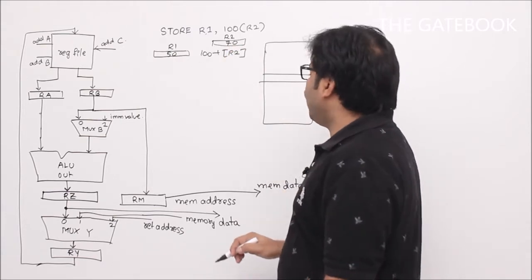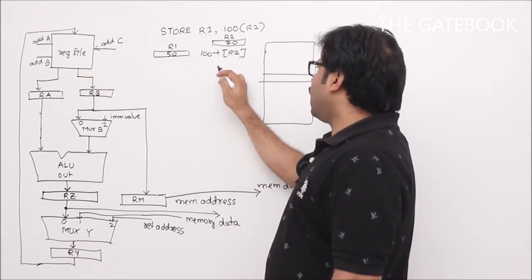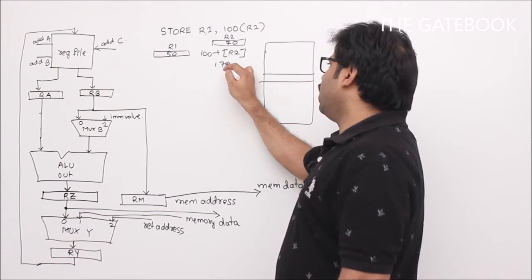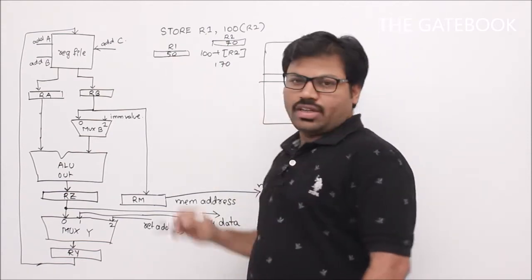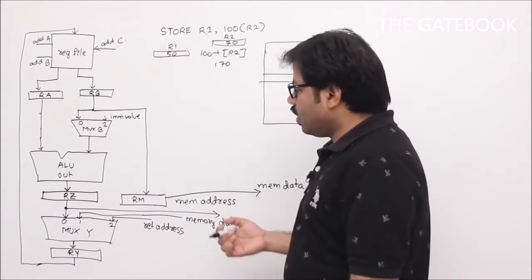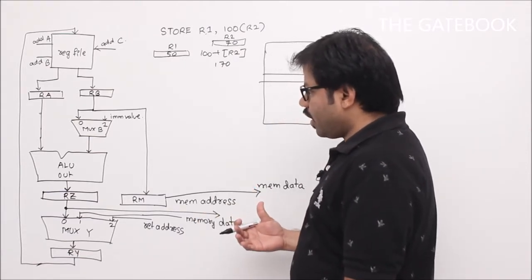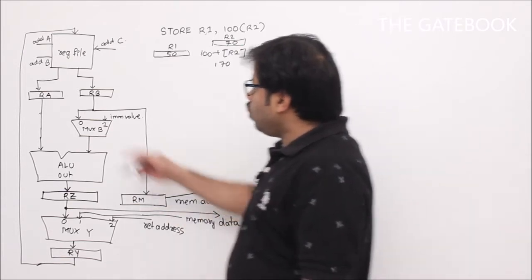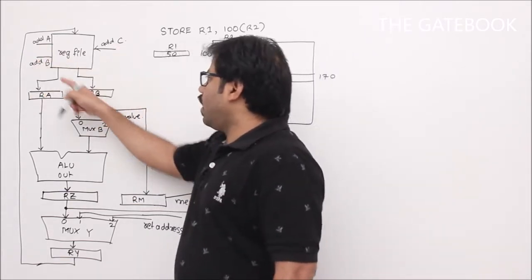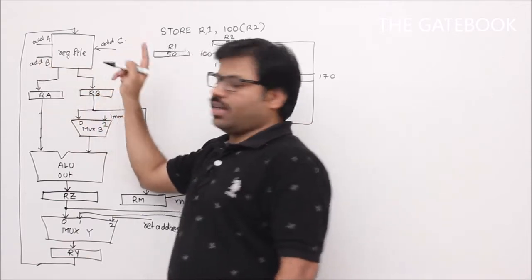Assume that, let's say, R1's content is 50 and R2's content is 70. Then finally, what is the effective memory address? 100 plus the content of R2, correct? 170. Then here we are going to store the data, which is nothing but 50, correct? Let us do that. For that, you tell me as a human being, forgetting about the control memory or control unit, how to use these input lines and these output lines.